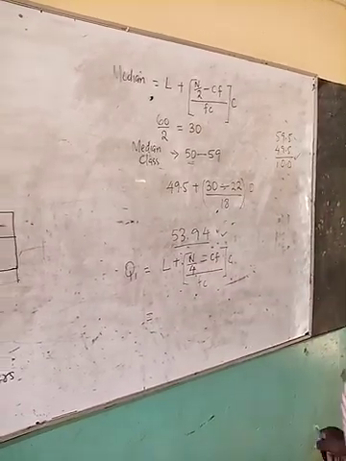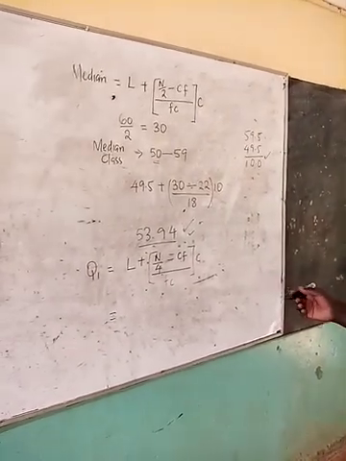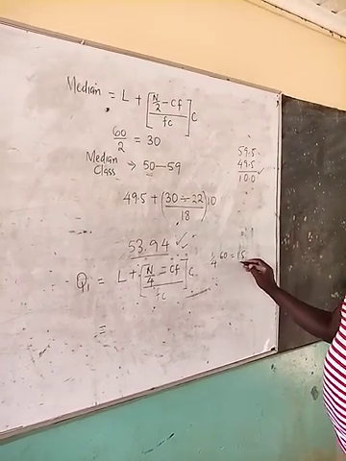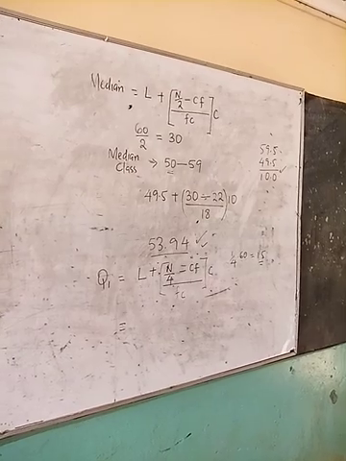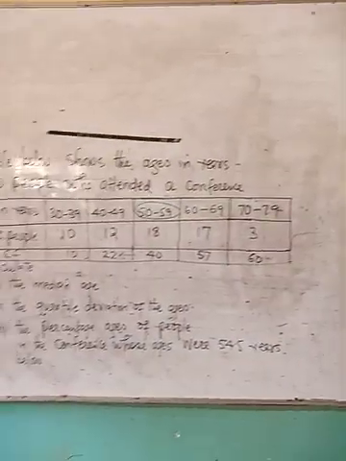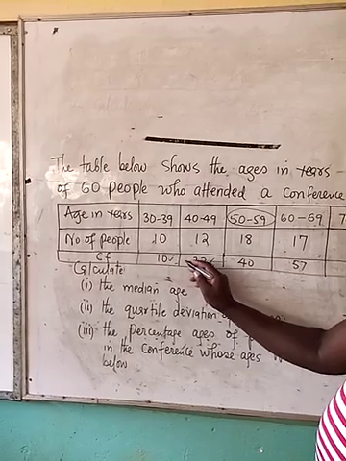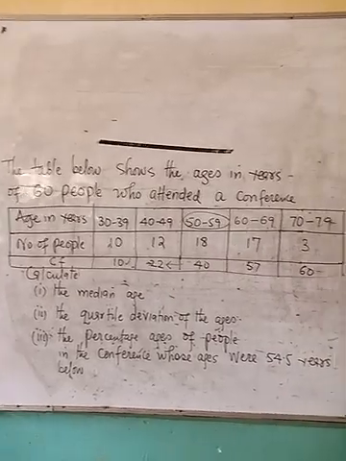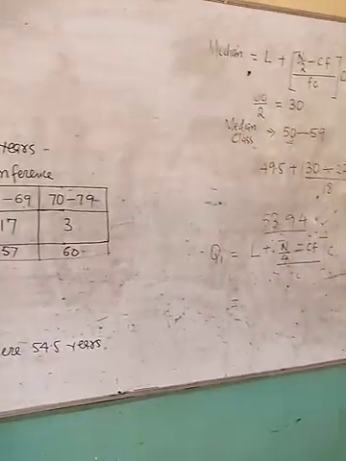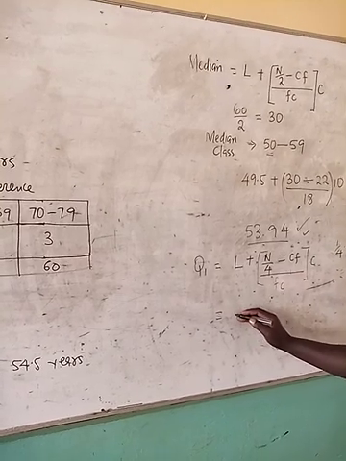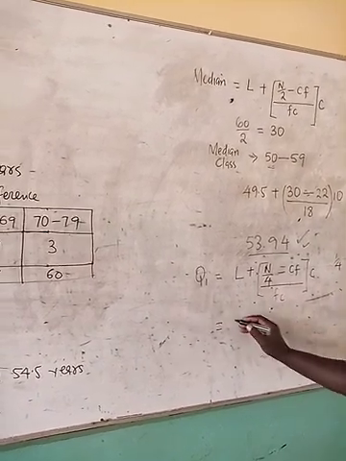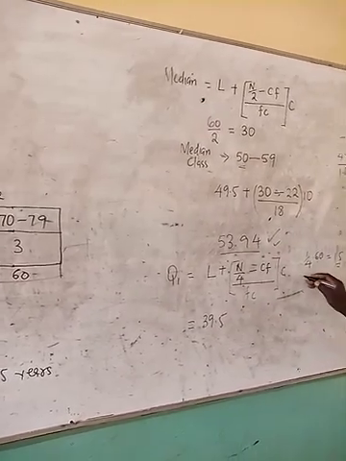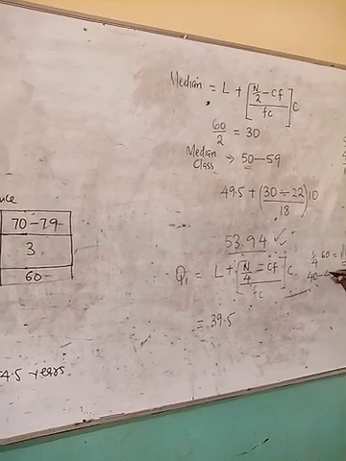So the lower quartile class, how do we get it? A quarter of 60 will be 15. So we go to the cumulative frequency column and check where 15 falls. It is more than 10 but less than 22. So it falls under 22, and therefore the class that corresponds to that is 40 to 49. So the lower class boundary is 39.5, but the lower quartile class is 40 to 49.